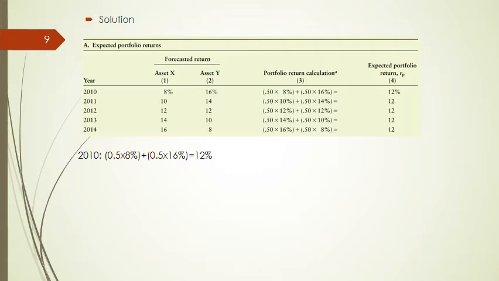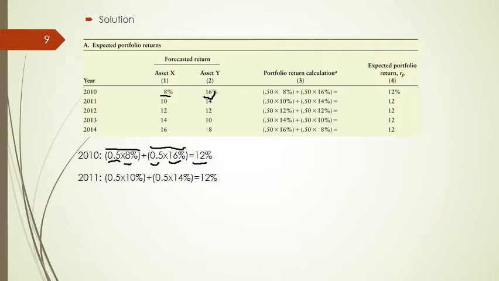So for example, we started with 2010. This is just a restatement, but I'm going through it step by step. This is 0.5, the weighting of asset X, and there you see the corresponding return. Then for asset Y, again, we are told that half of the portfolio comprises asset Y, so that is 50%. And the return in 2010 is 16%. Now, if you calculate that, which is 4%, and you calculate the value in this term, which is 8%, you will find that those two add up to 12%, and that is what you see here.